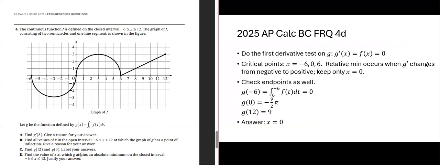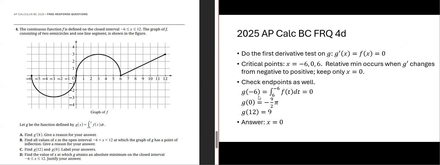We know that since we're interested in absolute min, we only really care about the relative min, okay? We know that relative min occur when f, the derivative of g, changes from negative to positive. When does that happen? At x is equal to 0 only, okay? However, we need to check the endpoints as well. So we need to check still x equals minus 6, and we need to check x is 12.